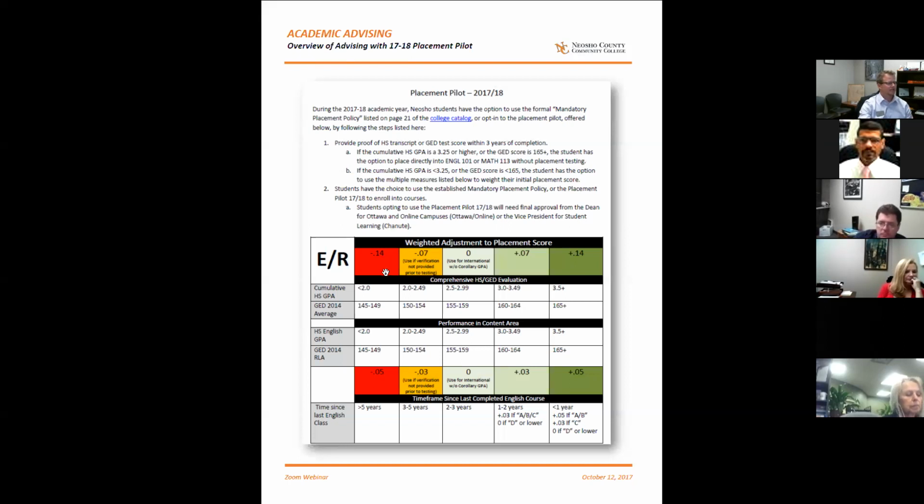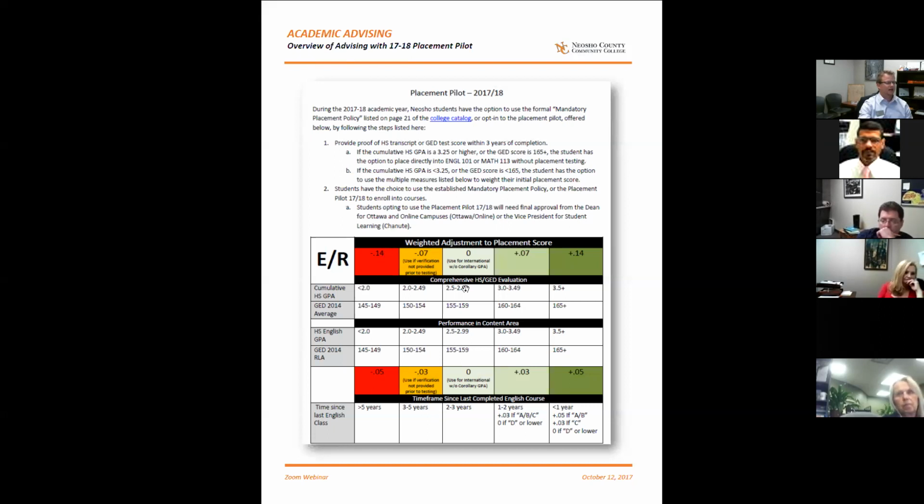Essentially, it is broken up into 3 different categories. A student will have their placement test weighted based on their comprehensive high school or GED information. They will also have it weighted based on their performance in a specific content area. And then they will again have it weighted based on the time frame since their last completed course in that content. Again, we're on English, so we're looking specifically at English for these areas.